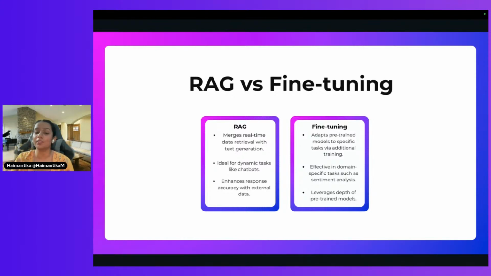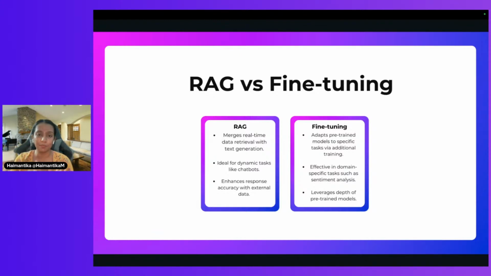The more you train it, the better it adapts and can give better responses. What a RAG can help you with is accuracy, as it makes use of external data along with the LLM to give you an accurate result. What fine-tuning does is leverage the depth of pre-trained models. You're not using any external data, but you are fine-tuning the models that you already have, going deeper and deeper into the pre-trained models. So that's about RAG versus fine-tuning.